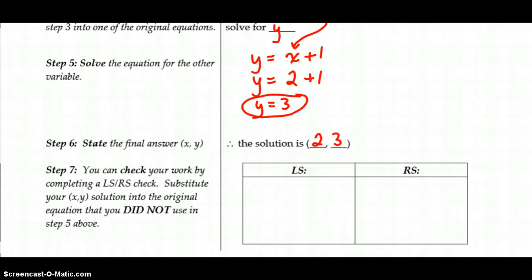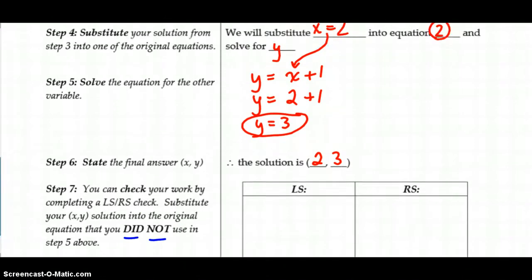Nice thing with linear systems is we can always check our work. So the way to do that, you have to check your work by completing a left side, right side check, and you have to substitute your xy solution into the original equation that you did not use in step 5. So in step 5, I used y equals x plus 1.